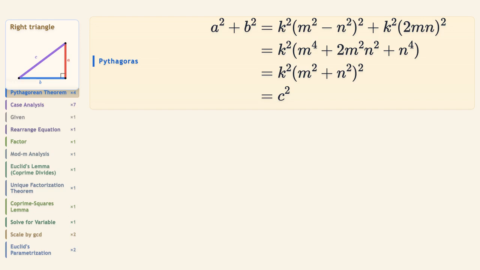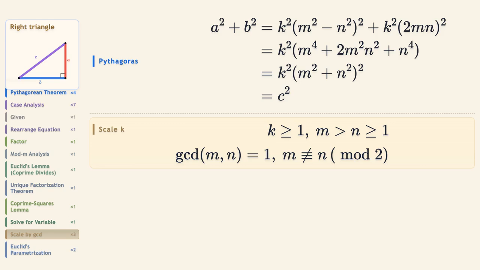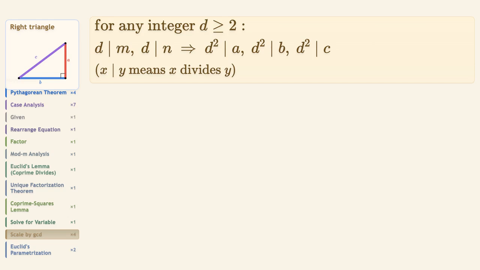a² plus b² expands to k² times (m to the fourth plus 2m²n² plus n to the fourth), which is k² times (m² plus n²)² equal to c². We require k at least 1, m strictly greater than n, coprime, and of opposite parity. If d divides both m and n, then d² divides a, b, and c, so we could absorb it into k. Coprimality ensures each primitive triple appears exactly once.